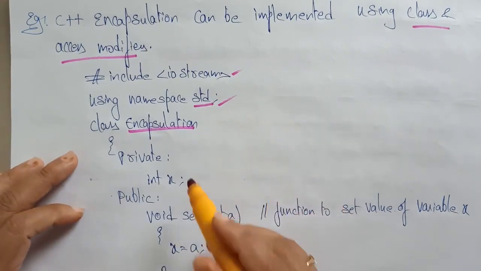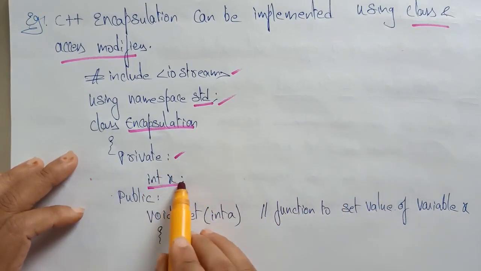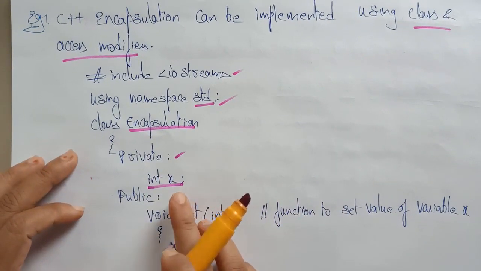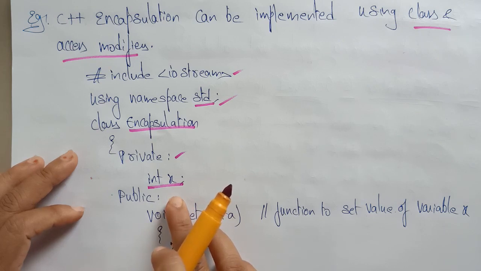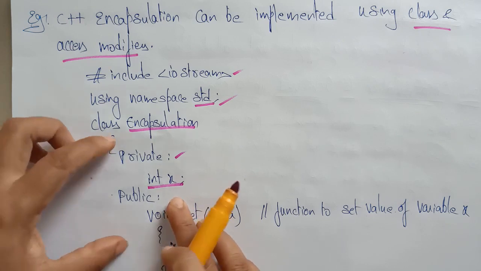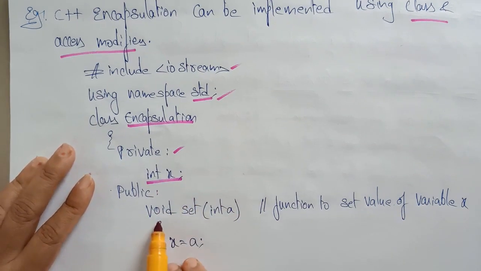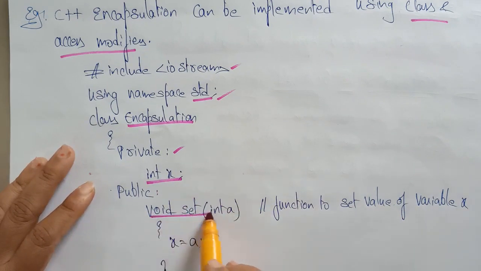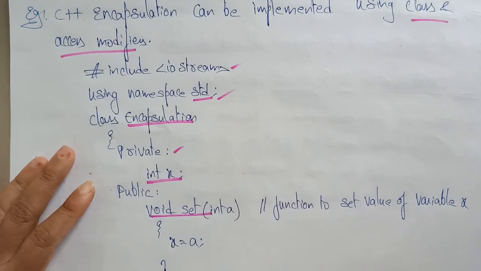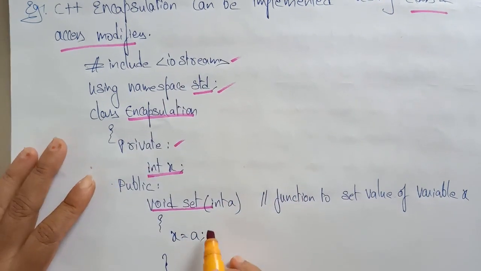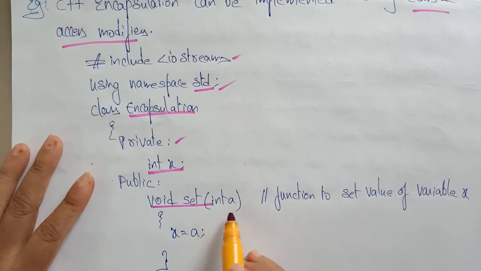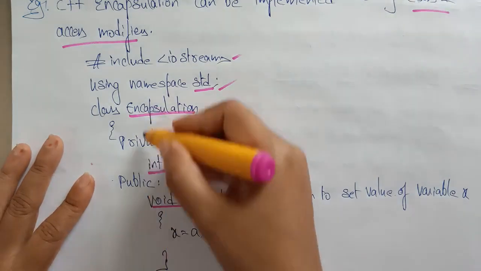In my class I am creating a private variable x, so only my class can access this x. Outside the class no one can access it. Only the Encapsulation class can access the x value. And public means the void set function can be accessed from outside the class also, another class can also access it. It is a function to set the value of variable x.